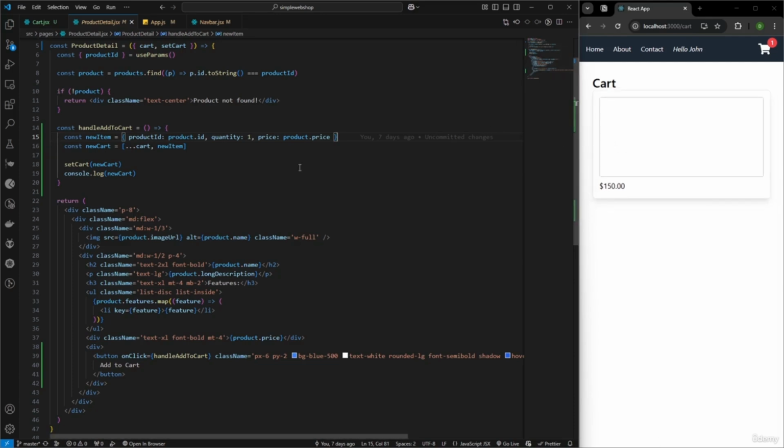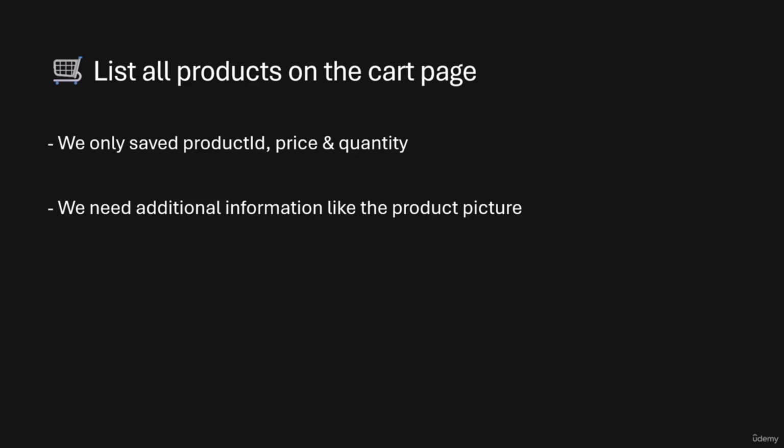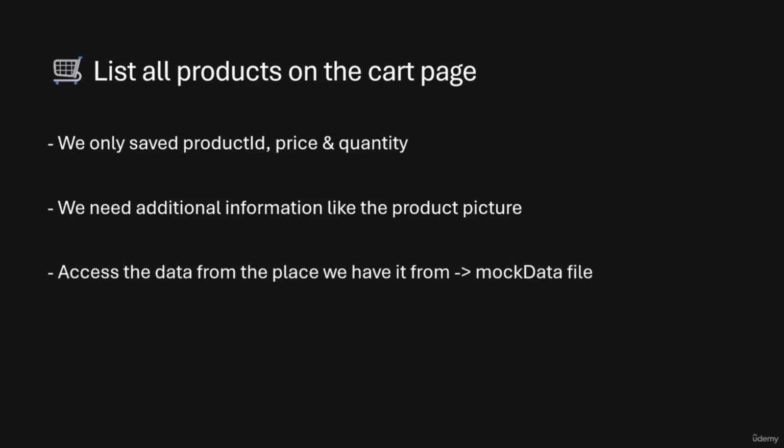So we could, of course, add all the other information here and save it also in the cart, like picture, product.picture. We could do this, of course, but there's also another better approach. So we only save the product ID, the price, and the quantity. We need additional information like the product picture. And like I said, we could save it all in the cart, but this would be redundant. We would save the same information about the product over and over again. So what we will do instead is we will access the data from the place we have it from.